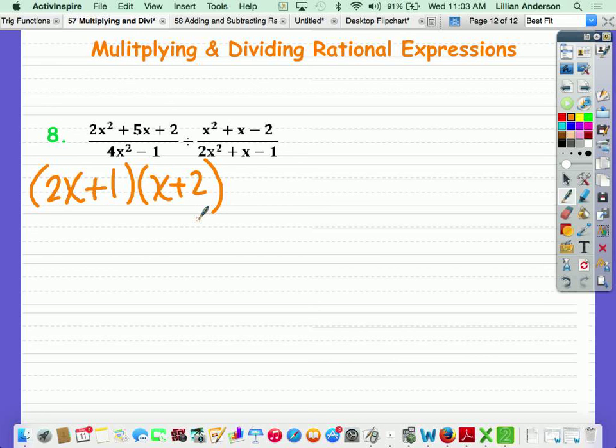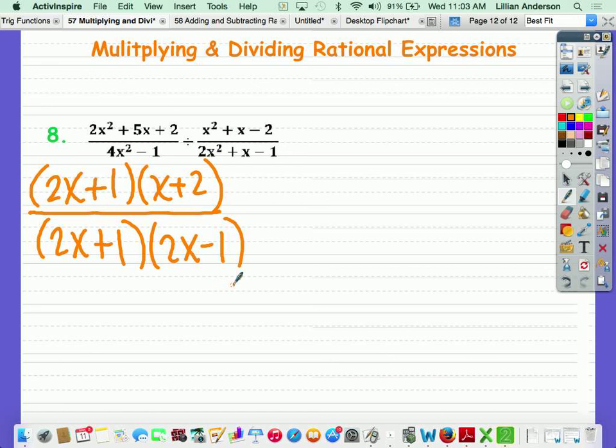That's good old California method right there. The bottom is a difference of perfect squares. That's a 2x plus 1 and a 2x minus 1. Both of those are perfect squares, guys. So that should have been the factor for the bottom. Here, go ahead and flip them so I don't have to keep writing this over and over again.